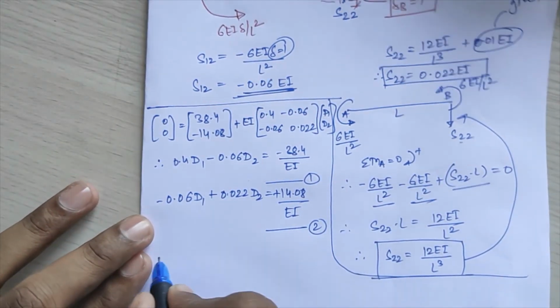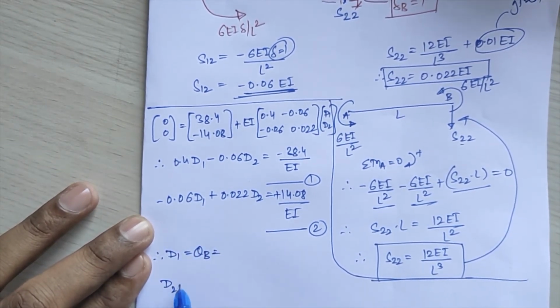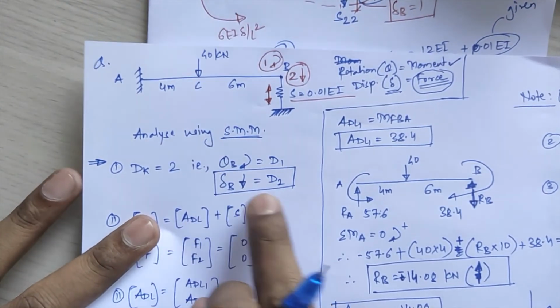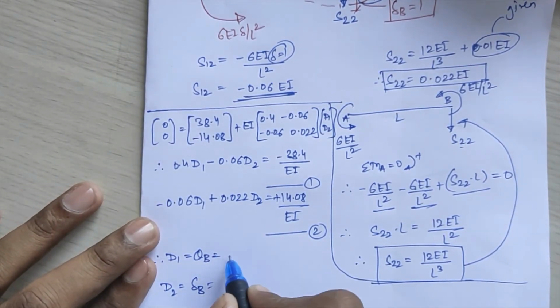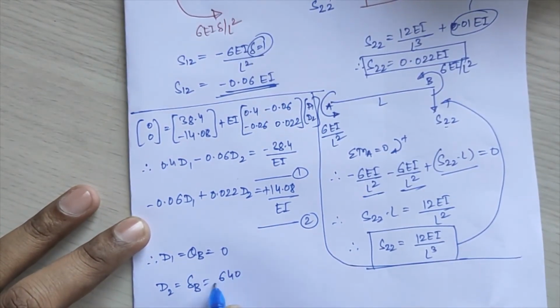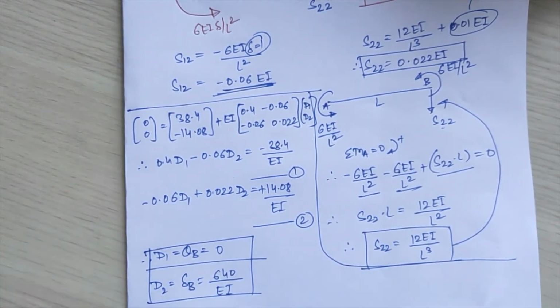So solving these two equations for D1 and D2 values, D1 is nothing but the theta B value and D2 is nothing but your delta B value, that we assumed as the redundants here. D1 as your theta B and D2 as delta B. I get theta B is equal to 0 and delta B equal to 640 upon EI. You check these values. I am getting D1, that is theta B, equal to 0 and D2, that is delta B, equal to 640 upon EI.